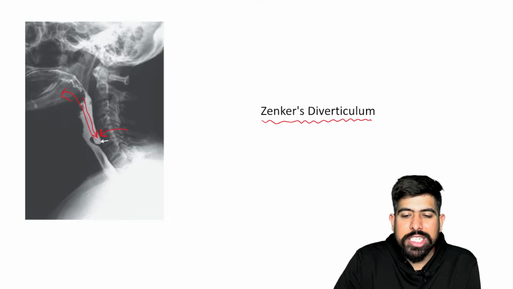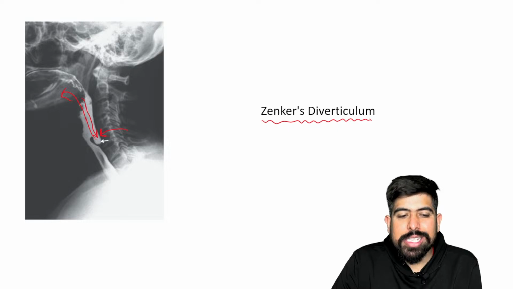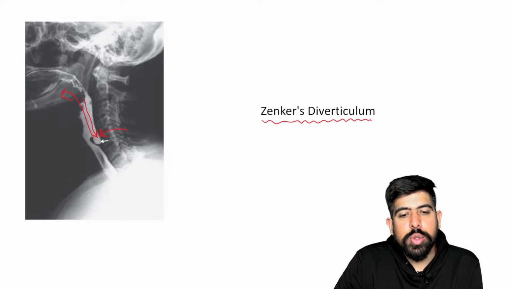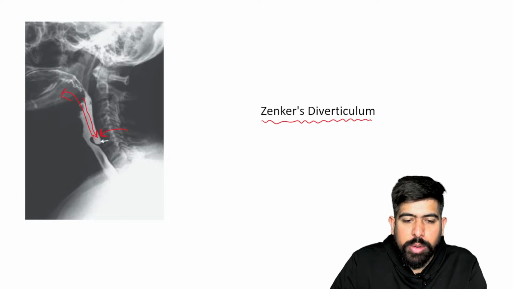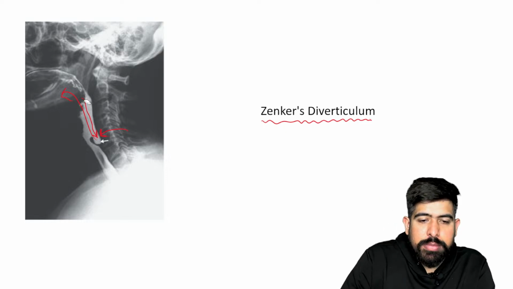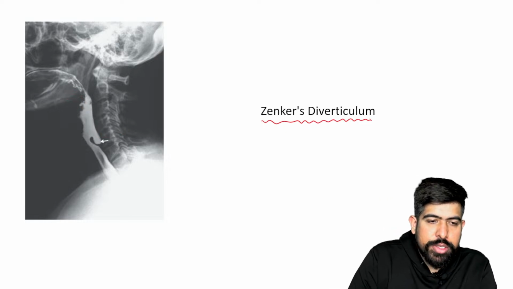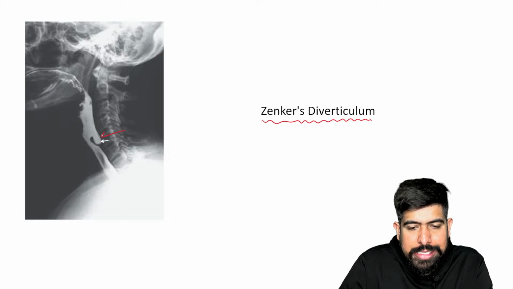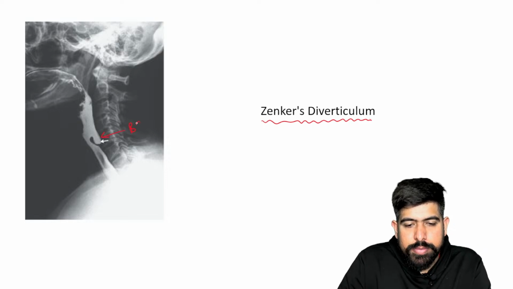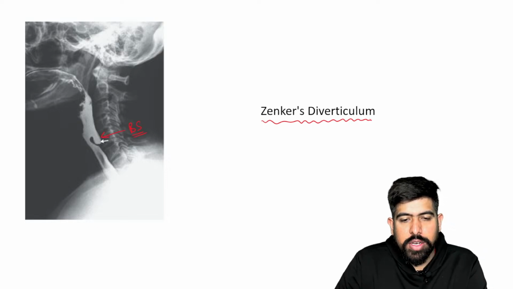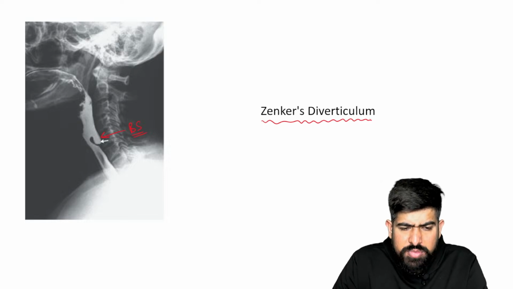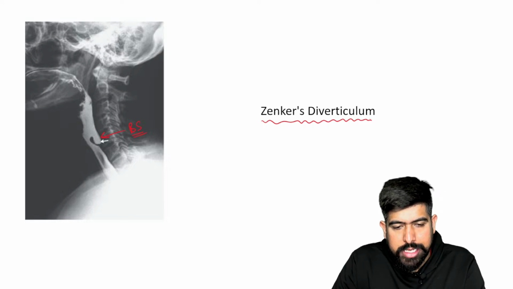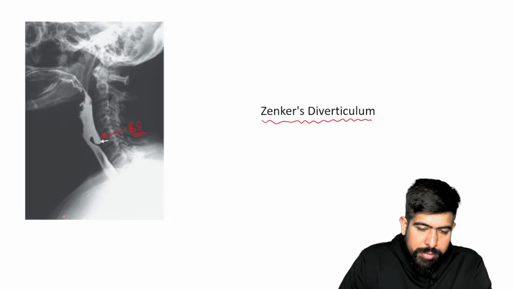So after the regurgitation history, we're going to ask the patient to do the barium swallow investigation. On the barium swallow, we'll find this outpouching of Zenker's diverticulum. So if an outpouching is seen on the X-ray in the barium swallow investigation, this is the case of your Zenker's diverticulum.